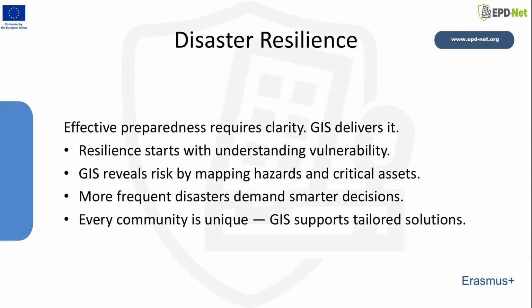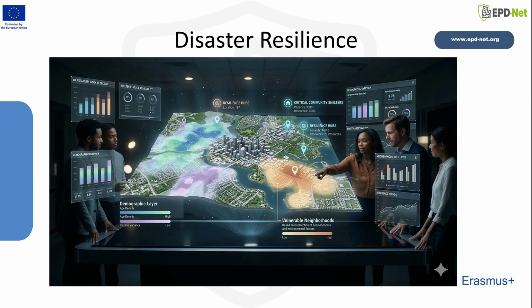Disaster resilience is about helping communities not just survive disasters, but recover stronger. To build resilience, we must continuously understand where communities are vulnerable and what needs protection. GIS helps us do that by mapping hazards, demographics, and critical locations so we can design effective mitigation strategies. As disasters become more frequent and costly, identifying the right problems and choosing the right actions becomes essential. Every community is different. GIS gives us the insight we need to tailor solutions, especially for vulnerable or underserved populations.